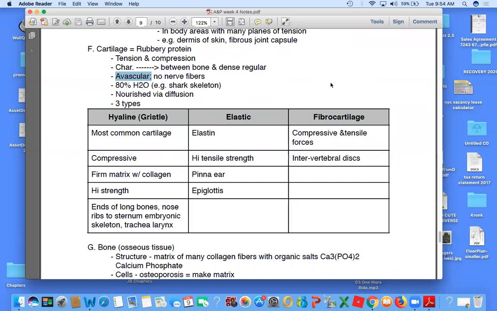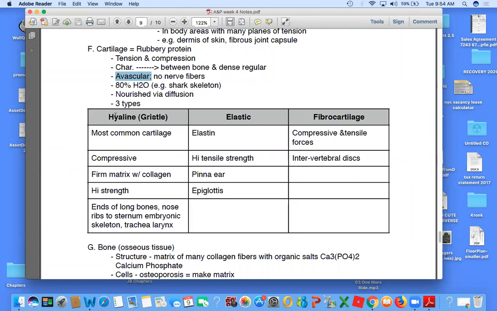Just simple movement. With diffusion, you can't move things very far, only very close distances. So diffusion nourishes the cartilage. Cartilage is mostly water anyway, so things get in and out very quickly. But it does not heal well, everyone, because it's avascular. And I'll address that in the next class.